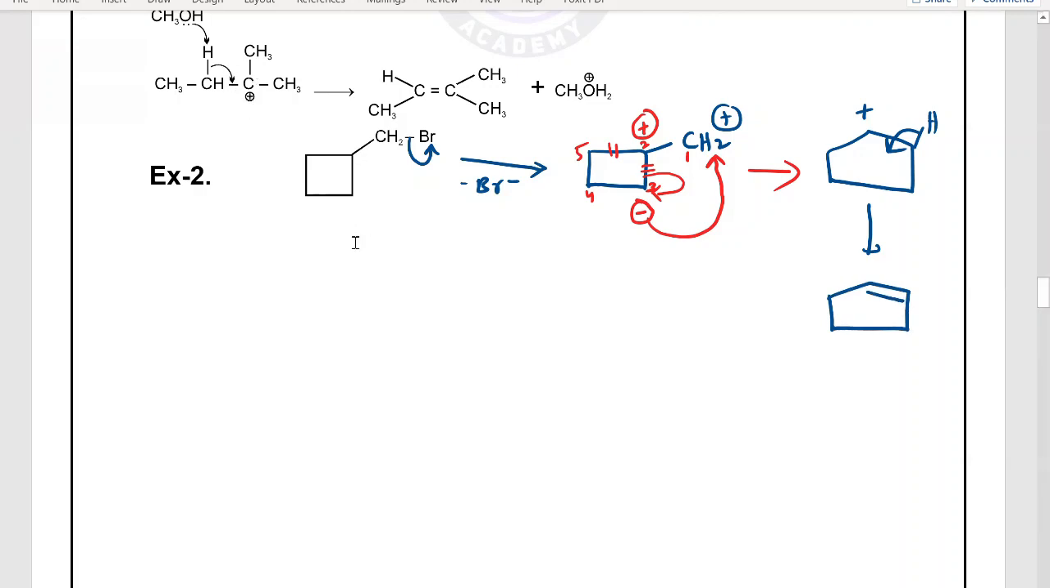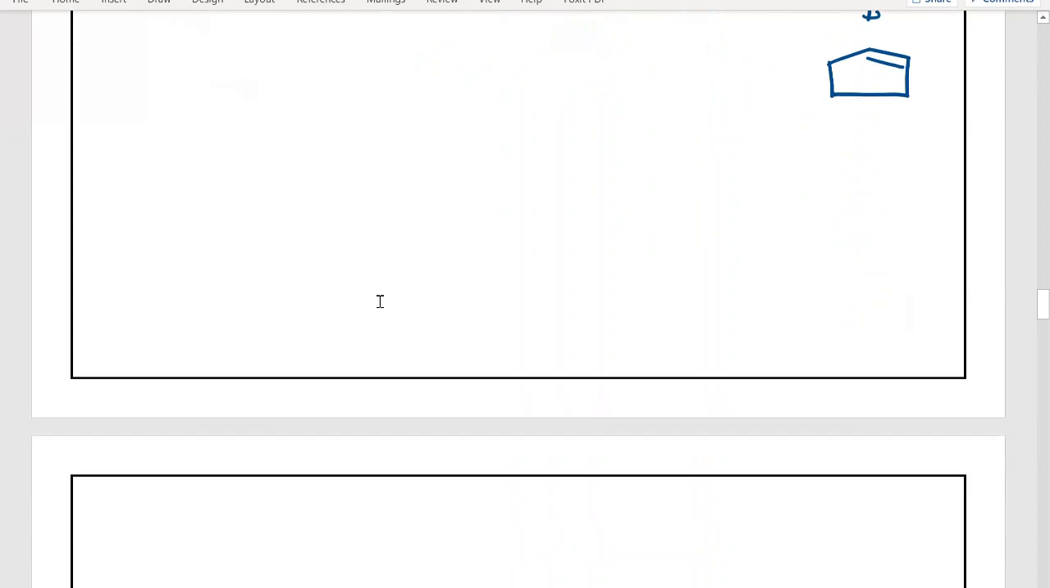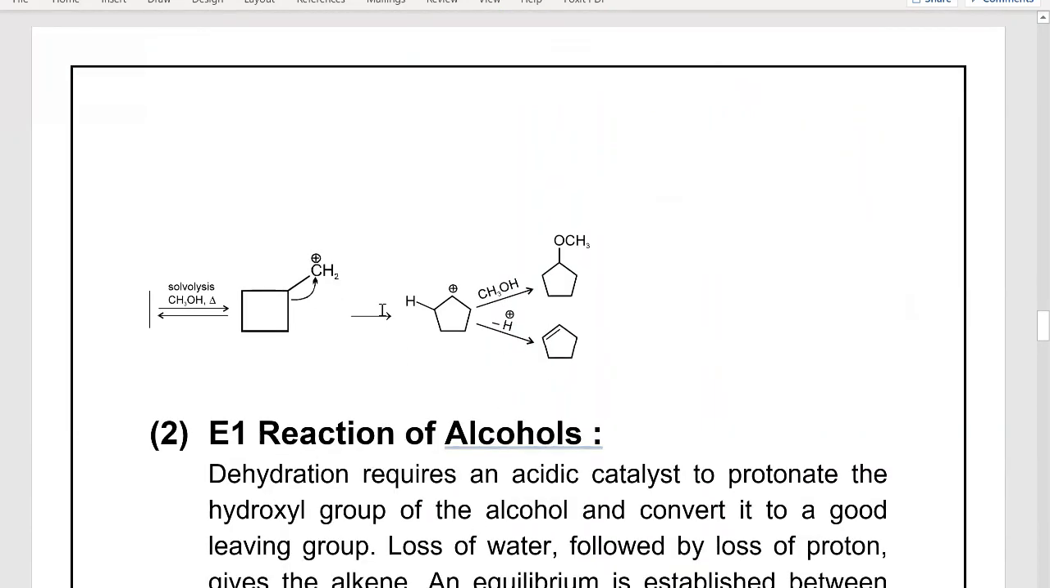This is a case where the carbocation has undergone rearrangement, and the rearrangement is what? Ring expansion. So this is the major product, and this can be the minor product. When it attacks here, you will get this one. This is a very minor product, and it is the SN1 product we can call. Right now we are not discussing SN1, that's why I'm not discussing this one. So this is very important.